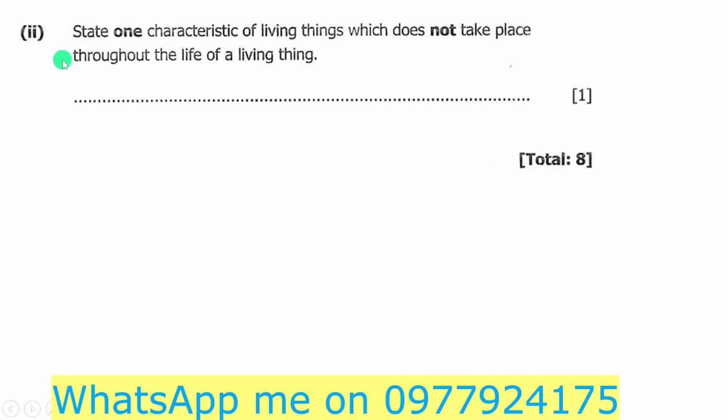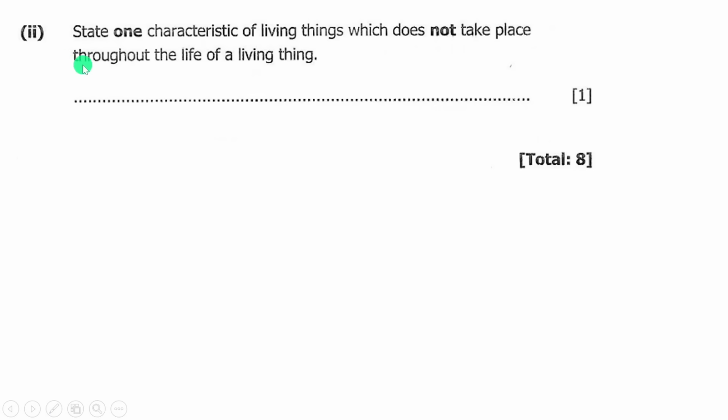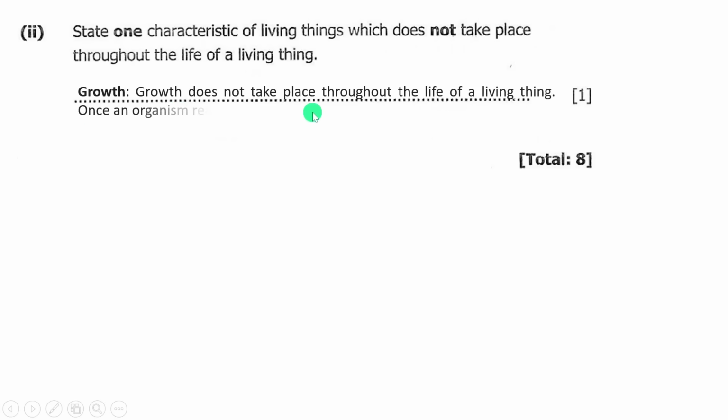Okay, so part 2 here says state one characteristic of living things which does not take place throughout the life of a living thing. So one characteristic of living things that does not take place throughout the life of a living thing is growth. Okay, so we are saying growth does not take place throughout the life of a living thing.